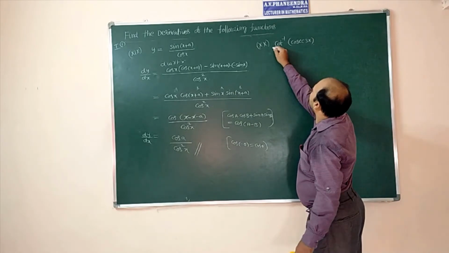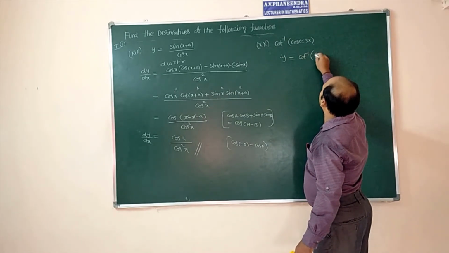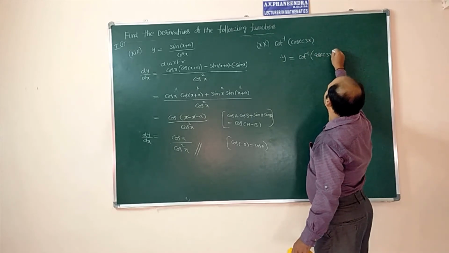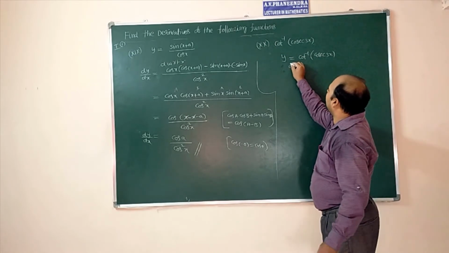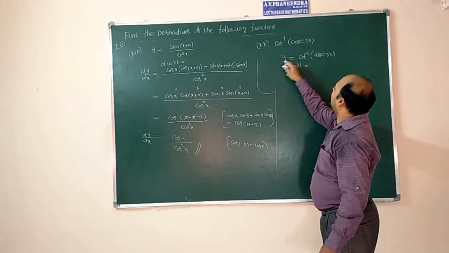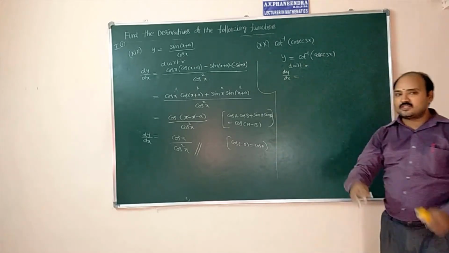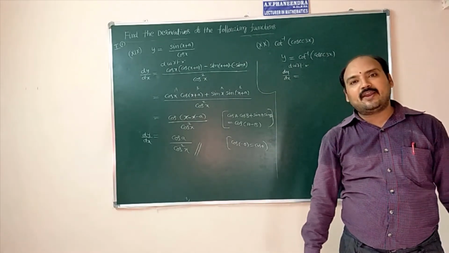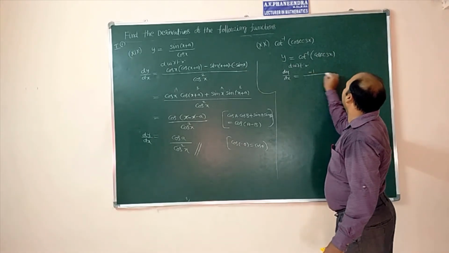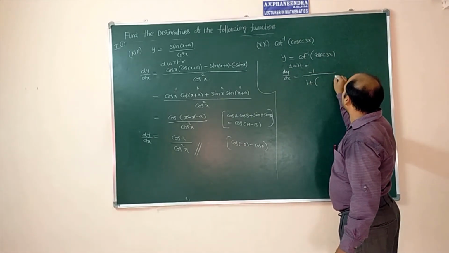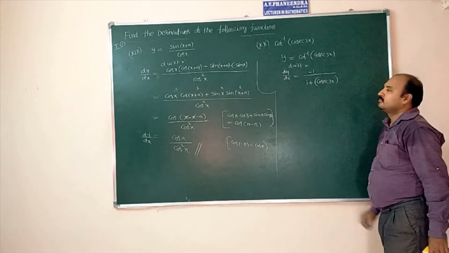So given y equal to cot inverse of cosecant of 3x. Differentiate with respect to x. The derivative is dy by dx equal to d by dx of cot inverse x, which is minus 1 by 1 plus x square. Here the x value is what? Cosecant of 3x whole square.